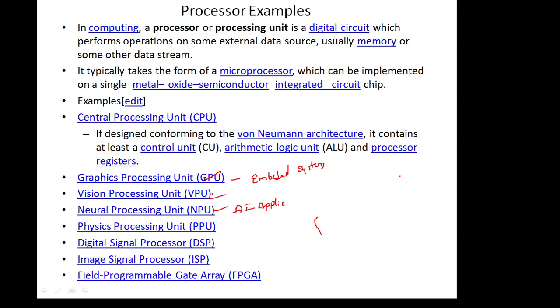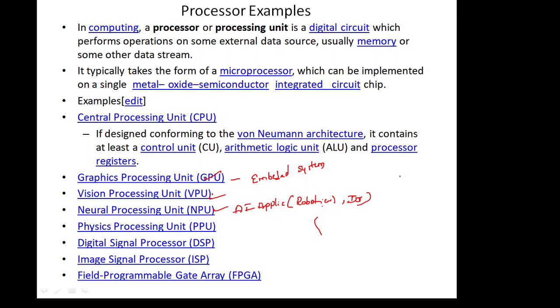Typical applications include artificial intelligence, with robotics as the best example, or we can also give the example of IoT, Internet of Things. So that is the example of this neural processing unit.